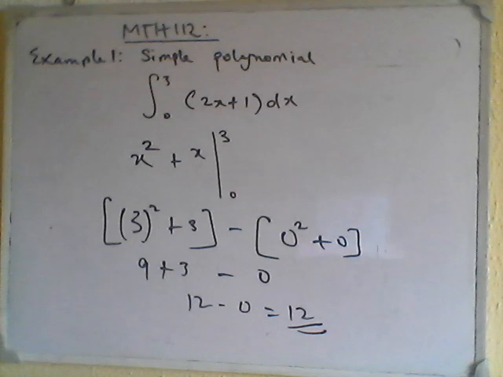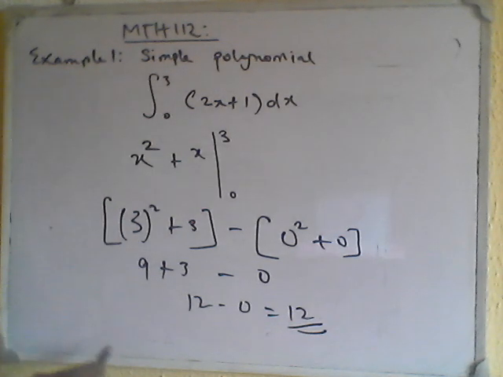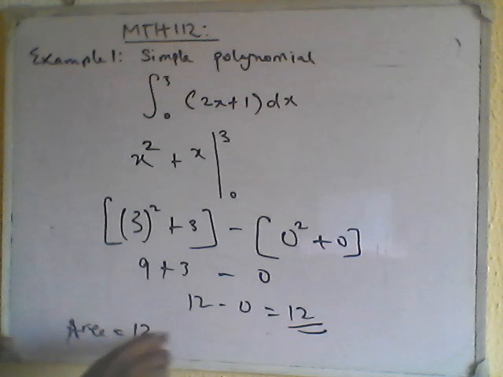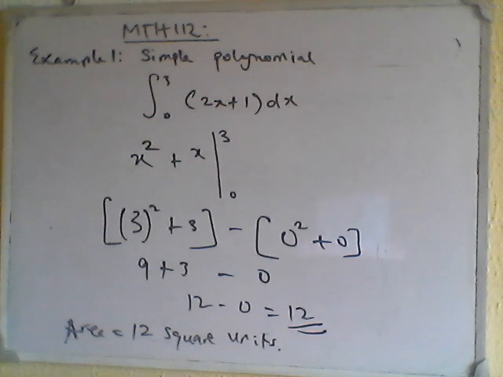12 is the answer. Or you just say the area, because it's actually area you're looking for when we have this limit like this, two limits here. So you can say area is equal to 12 square units. 12 square units. Okay?